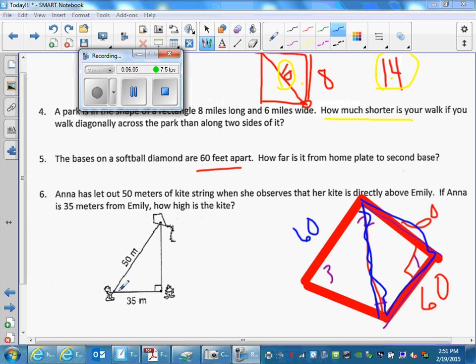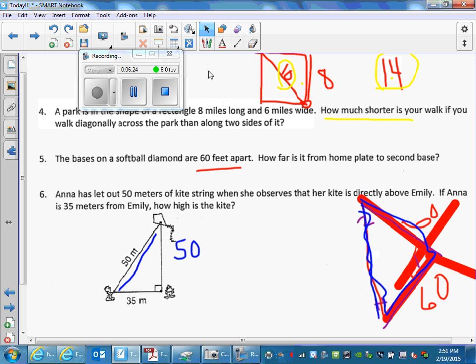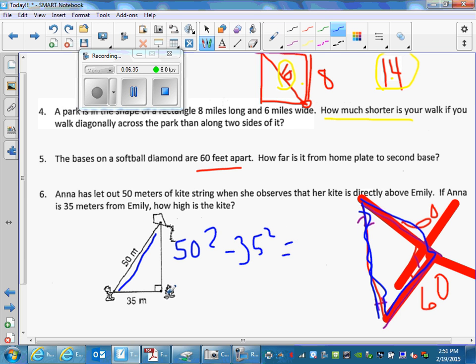Number 6, be careful because they are giving us the hypotenuse. So you have a squared plus b squared equals c squared, and you're looking for b. You're not looking for c this time. So you're going to do 50 squared. Let me get rid of this or move it out of the way. Okay, 50 squared minus 35 squared, and that will give you b squared. You're missing this distance. So do 50 squared minus 35 squared and take the square root of that.